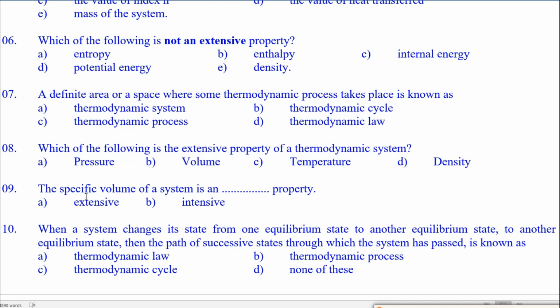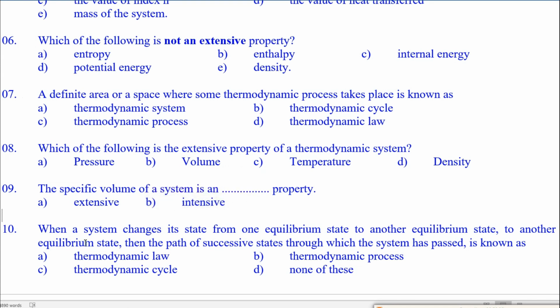Question number 9, the specific volume of a system is a dash property. Already I have told you, when the term specific is used before volume or density like that, then it becomes an intensive property. So for question 9, option B, intensive property.